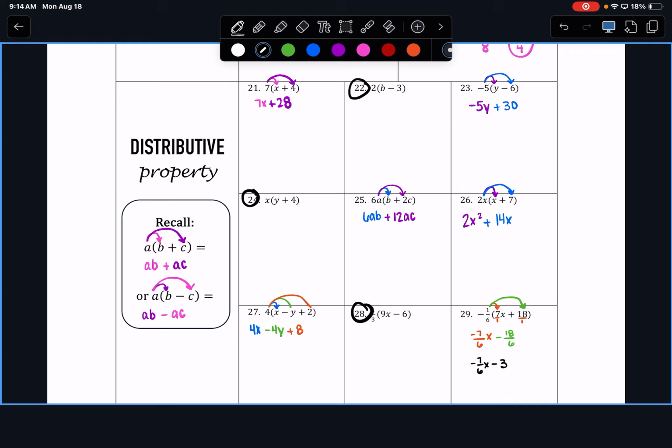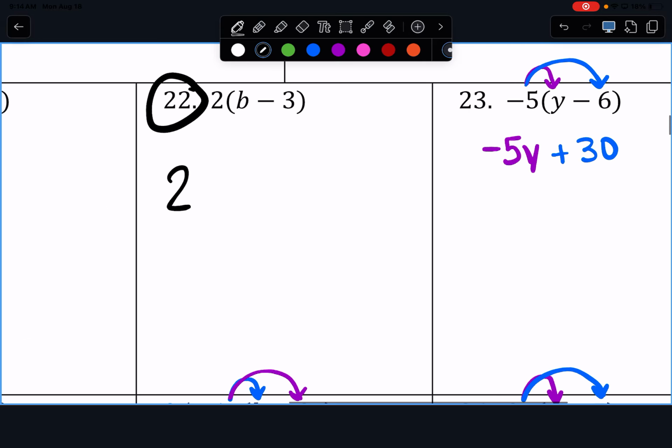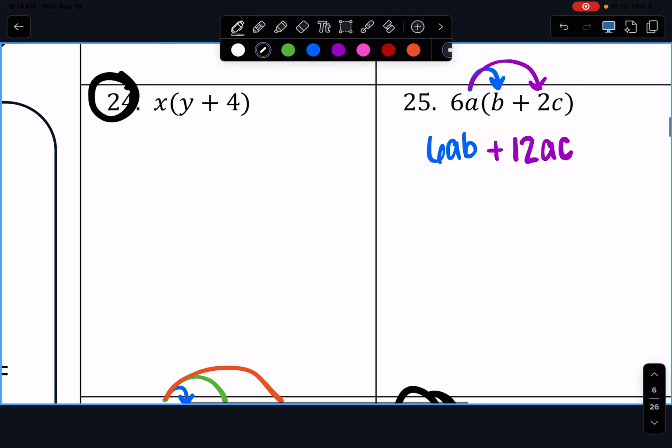All right, for number 22, what did y'all get as the answer for 22? 2b minus 6. All right, for number 24, what did y'all get?